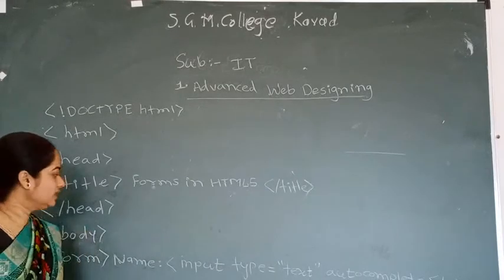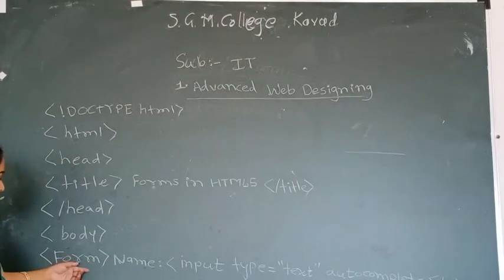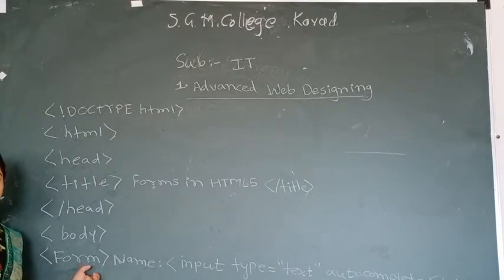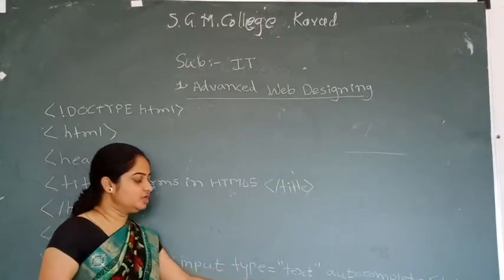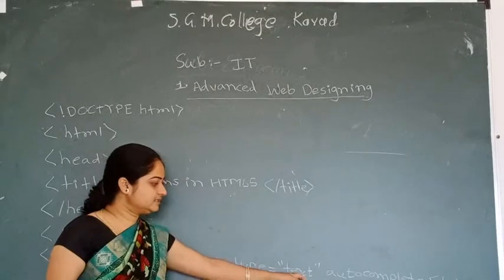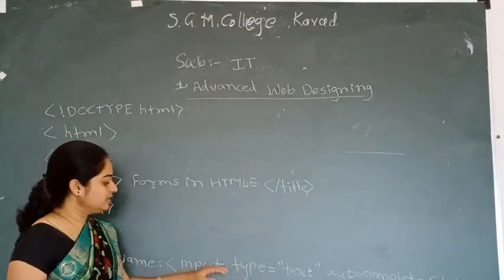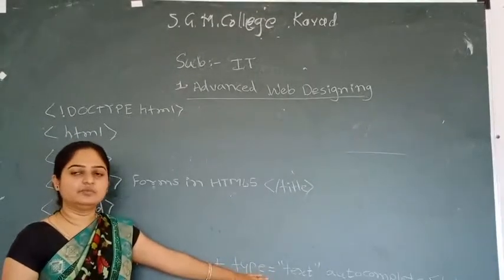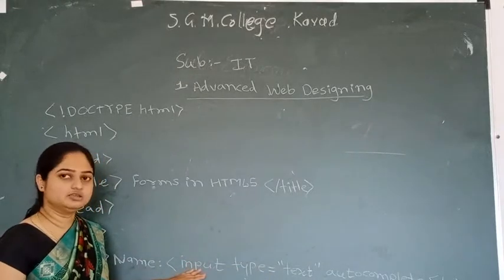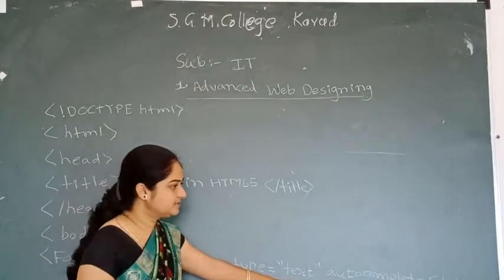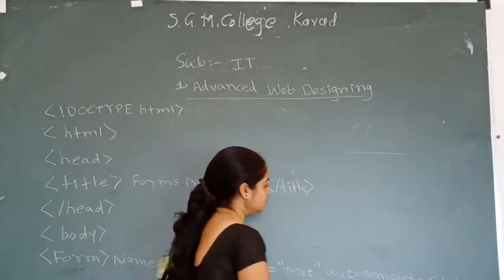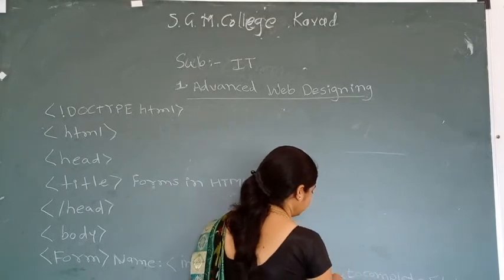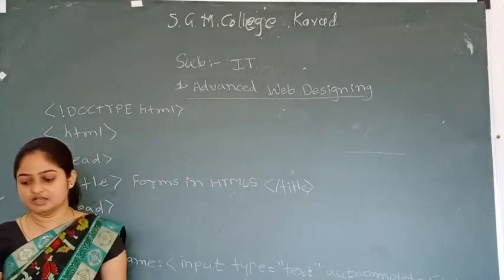The H1. Then next is the form tag. You can use the form tag to create a form. Here name, input tag, type equal to text. Type is an attribute of the input tag, and text is a control of that tag. Then here autocomplete is an attribute.